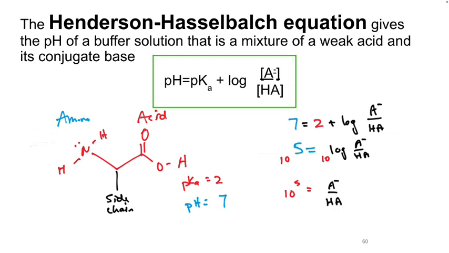What does that mean? Is 10 to the 5th a big number or a small number? It's a big number. What does that mean about A minus versus HA? A lot more A minus. So if I'm at a pH of 7, what could I predict about my acid? I need to be in the A minus state. What do I need to do? Remove that hydrogen. That's a structural change. That structural change changes the intermolecular forces, which changes how the protein folds.